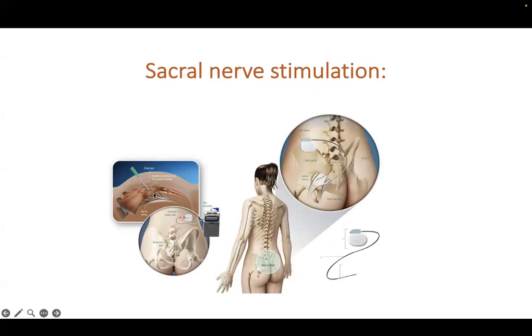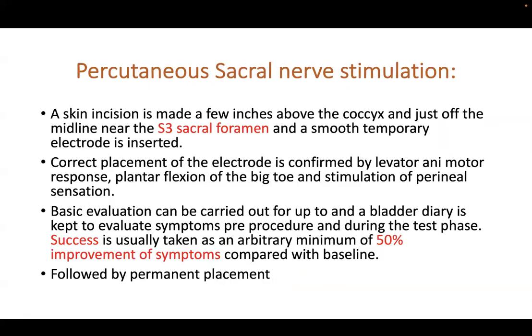This picture is showing sacral nerve stimulation. So a small incision is given here, a few inches above the coccyx near the S3 sacral foramina, and the electrode is inserted temporarily. So how will we understand that it has correct placement? It is confirmed by the levator muscle response, plantar flexion of the big toe, and stimulation of perineal sensation.